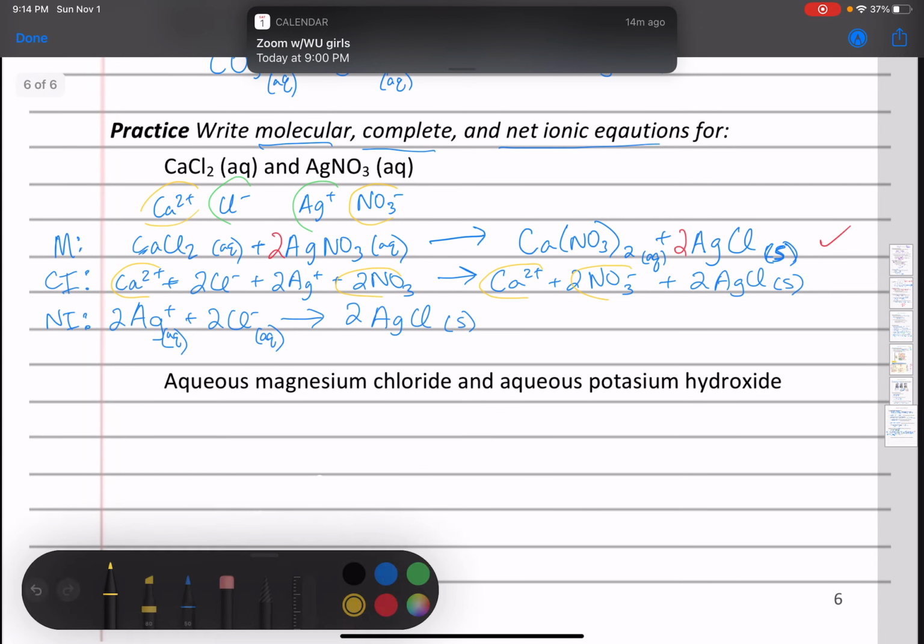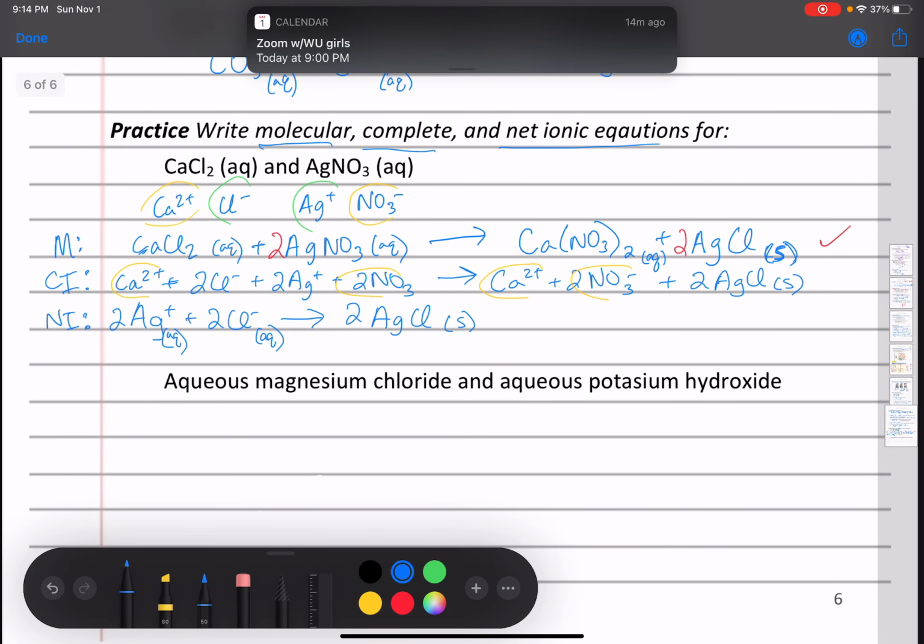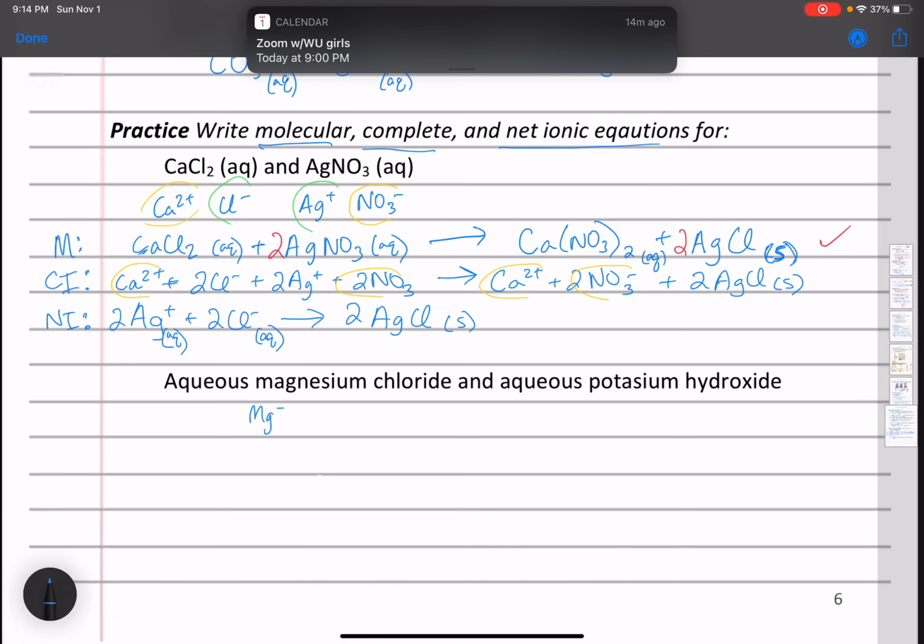Okay. Next one. This one is similar, but instead of giving us the formulas, it names them. So it says aqueous magnesium chloride and aqueous potassium hydroxide. So magnesium chloride, magnesium has a 2+ charge, chloride has a 1- charge, so magnesium chloride is MgCl2, and it's aqueous. And then we also have potassium hydroxide. All right, the formula for that's just going to be KOH, aqueous.